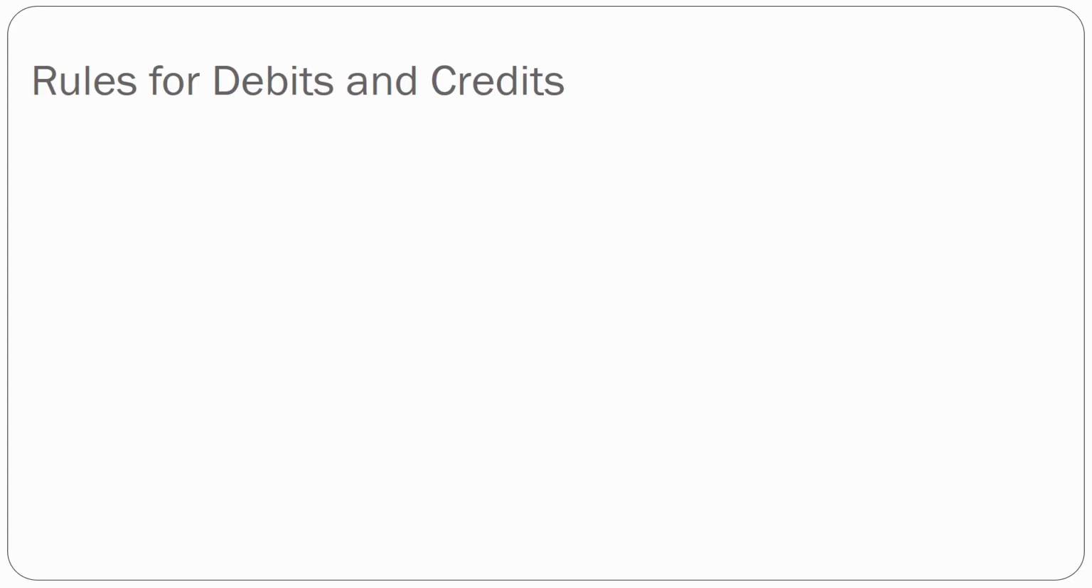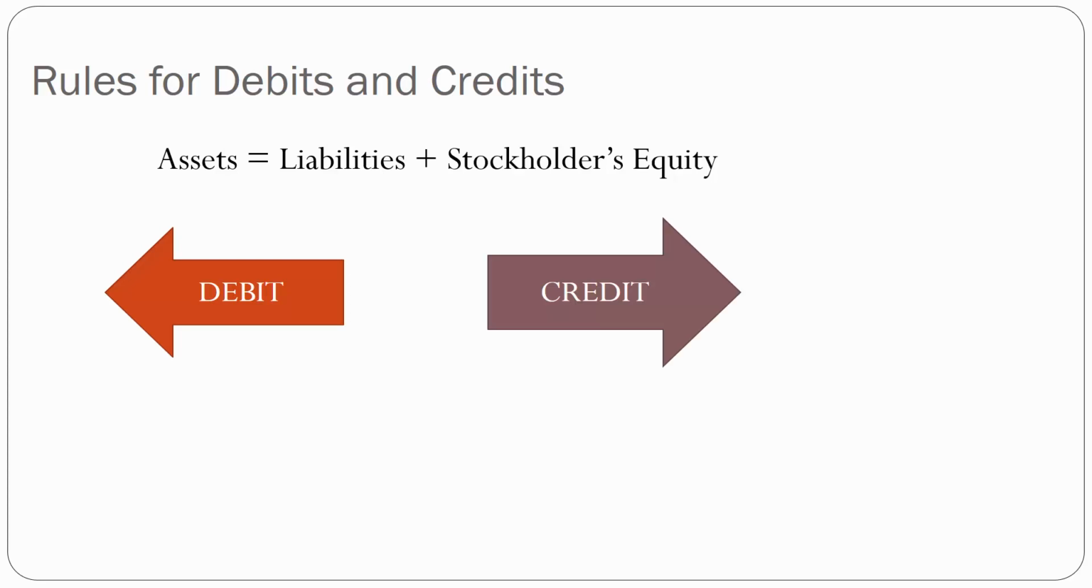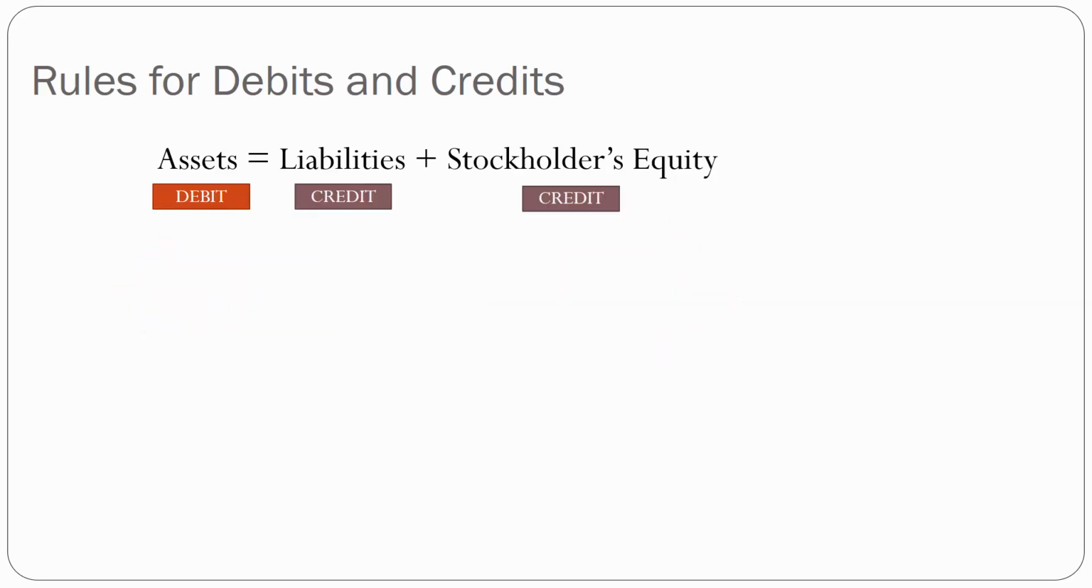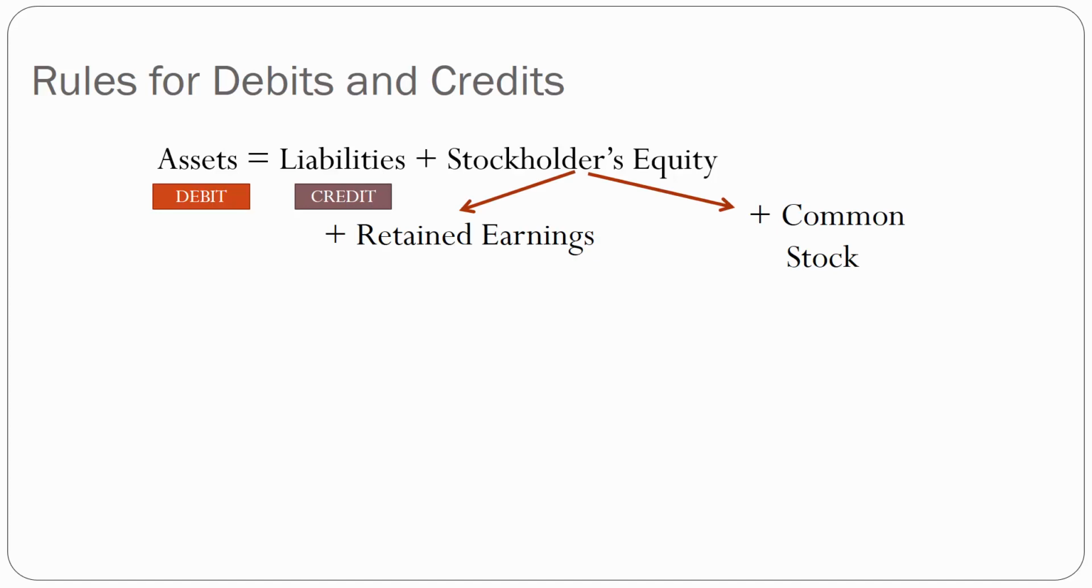Now, before we get into doing some journal entries, let's review our rules for the debits and credits. So again, if we start with our basic accounting equation of assets equals liabilities plus stockholders' equity, and we remember that debit means left and credit means right, then we know that our assets have a debit normal balance because they're on the left side of our equation, and our liabilities and stockholders' equity have credit normal balances because they're on the right side of our equation. But remember, we don't directly impact stockholders' equity. Instead, stockholders' equity is broken into retained earnings and common stock. And we further break our retained earnings into net income, which increases retained earnings, and dividends, which decrease retained earnings.